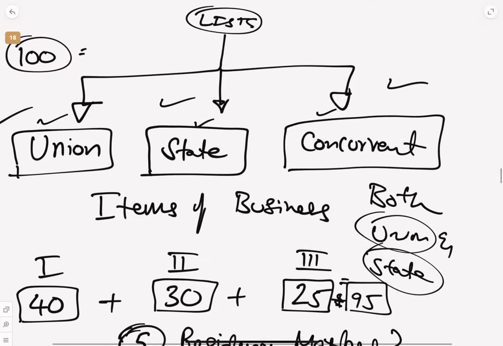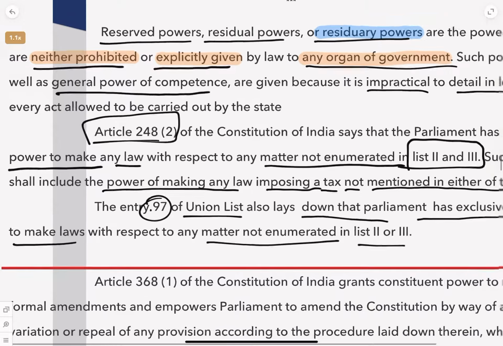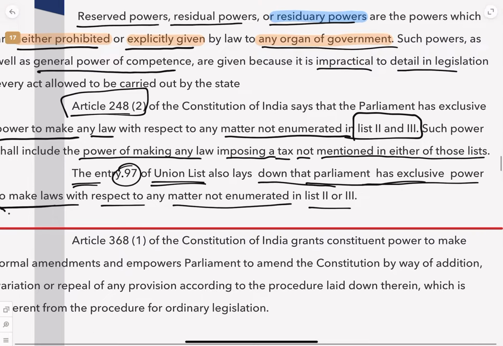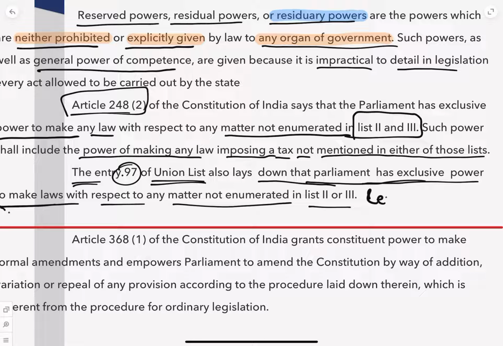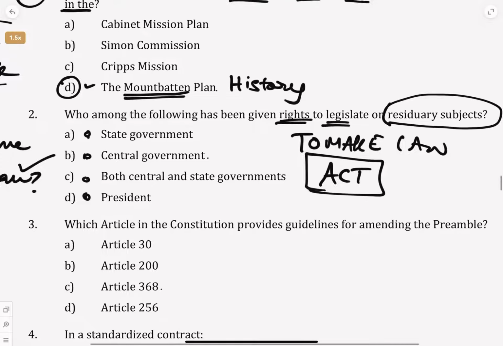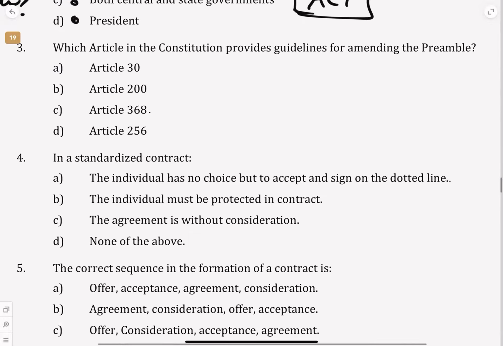If you just read the list, you won't know, because here it is 40, 30, 25, but we don't know who has to do this. So the answer is very clear. It is given in the union list, entry 97, that Parliament has the exclusive power to make the laws. When we say Parliament, it means central government. Hope you are getting it. So now who among the following has been given the rights? The answer is central government.